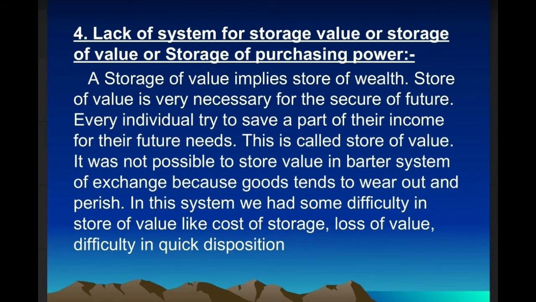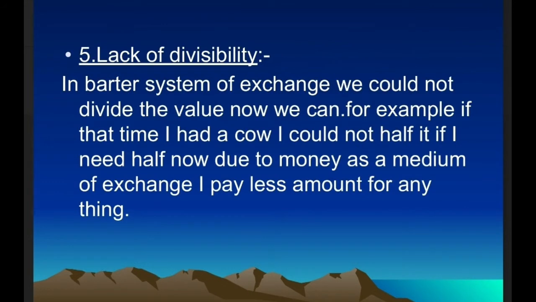The fourth limitation was lack of system of storage, or storage of purchasing power. A storage of value implies store of wealth. Store of value is very necessary for the security of future. Every individual tries to save a part of their income for their future needs. This is called a store of value. It was not possible to store value in barter system of exchange because goods tend to wear out and perish. In this system, we had some difficulty in store of value, like cost of storage, loss of value, difficulty in quick disposition. And the fifth limitation of barter system was lack of divisibility.